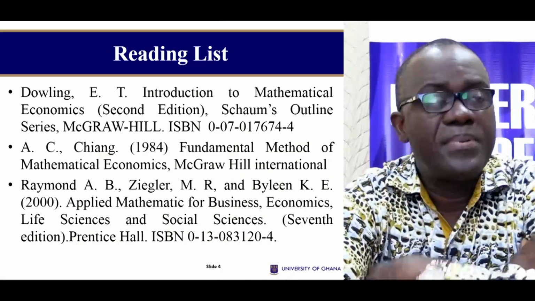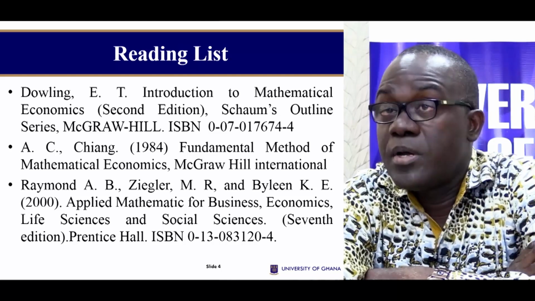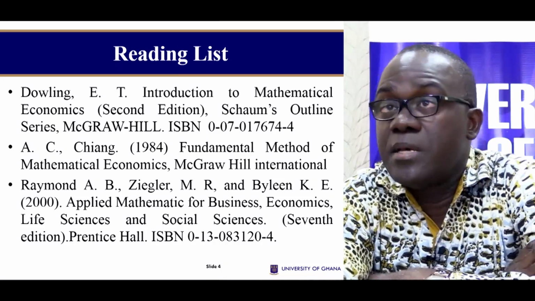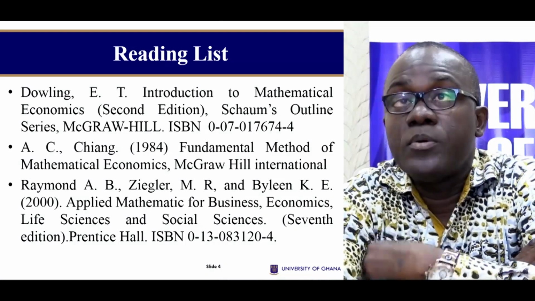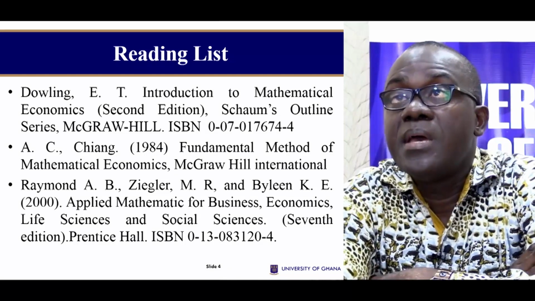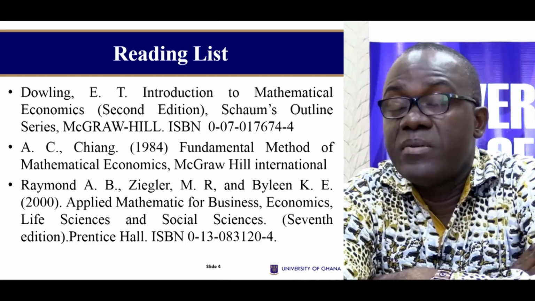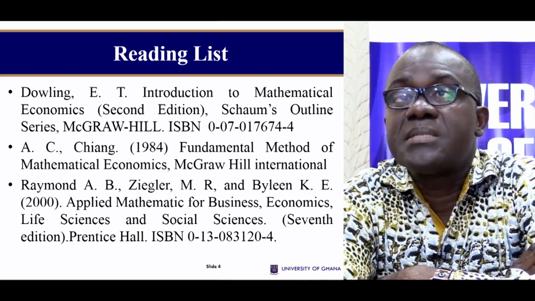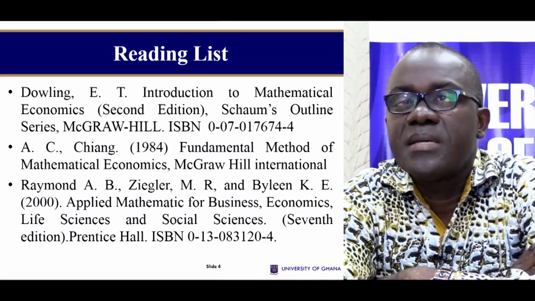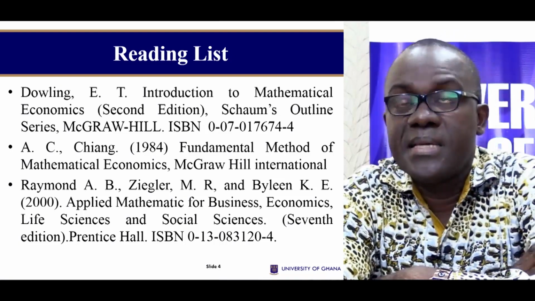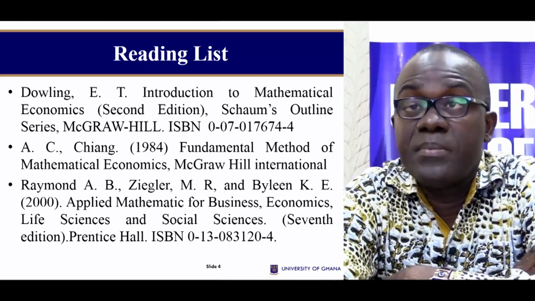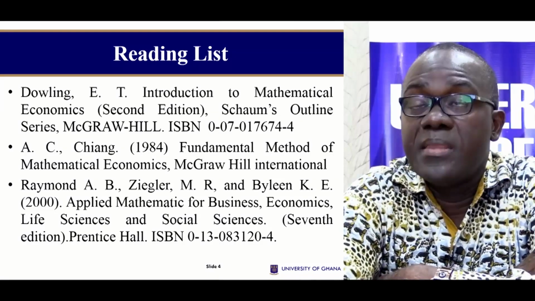Now, applied mathematics for economics is a very old sort of discipline, and any book will help you. But then I recommend these three readings, which I find very, very important. The first one is Dowling, and then Alpha Chang, and Raymond and Ziegler. They can all be found in the library of the Department of Economics, and I think in the main library of the university.